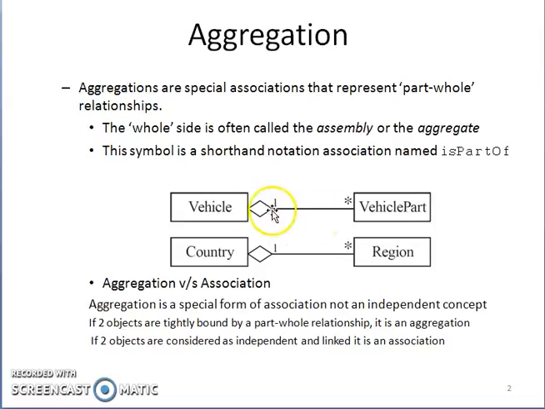So for the association, we can form this aggregation. It is nothing but a special form of association, not an independent concept. If two objects are tightly bound by a part-whole relationship, then it is an aggregation. If two objects are considered as independent and linked, it is an association.